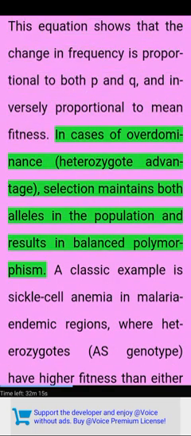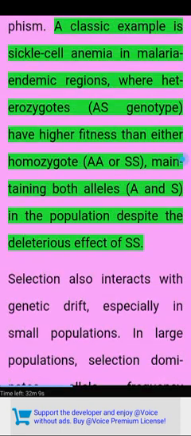fitness. In cases of overdominance, or heterozygote advantage, selection maintains both alleles in the population and results in balanced polymorphism. A classic example is sickle cell anemia in malaria endemic regions, where heterozygotes, the AS genotype, have higher fitness than either homozygote, AA or SS, maintaining both alleles A and S in the population despite the deleterious effect of SS.